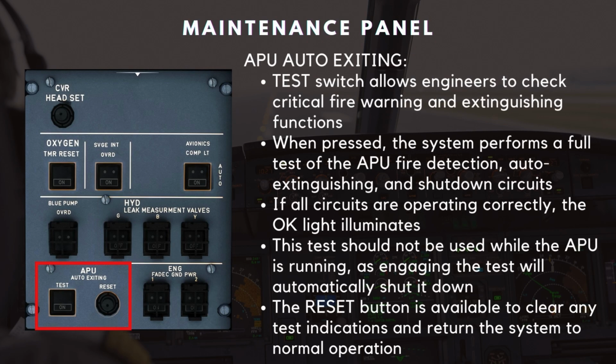The APU system test switches allow engineers to check critical fire warning and extinguishing functions. When the test switch is pressed, the system performs a full test of the APU fire detection, auto-extinguishing, and shutdown circuits. If all circuits are operating correctly, the OK light illuminates. However, this test should not be used while the APU is running, as engaging the test will automatically shut it down. The reset button is available to clear any test indications and return the system to normal operation.